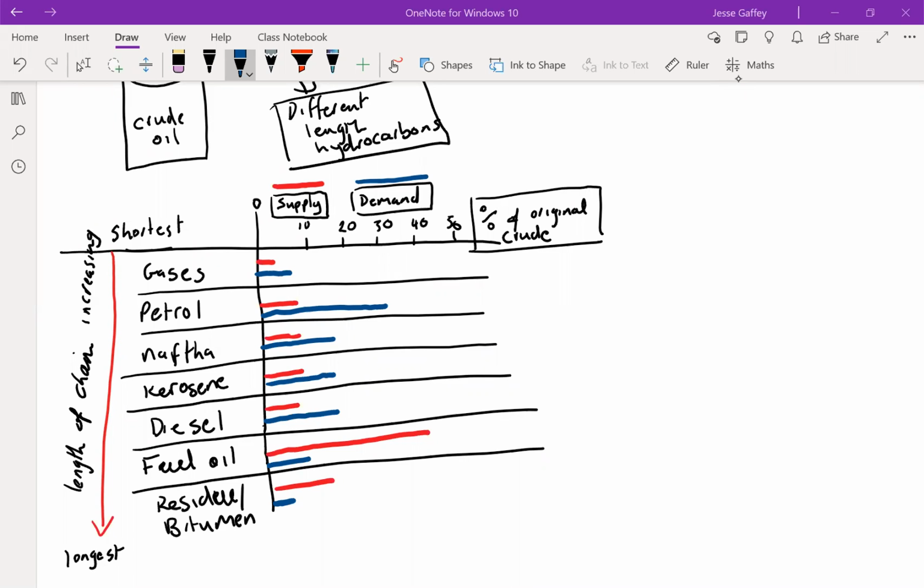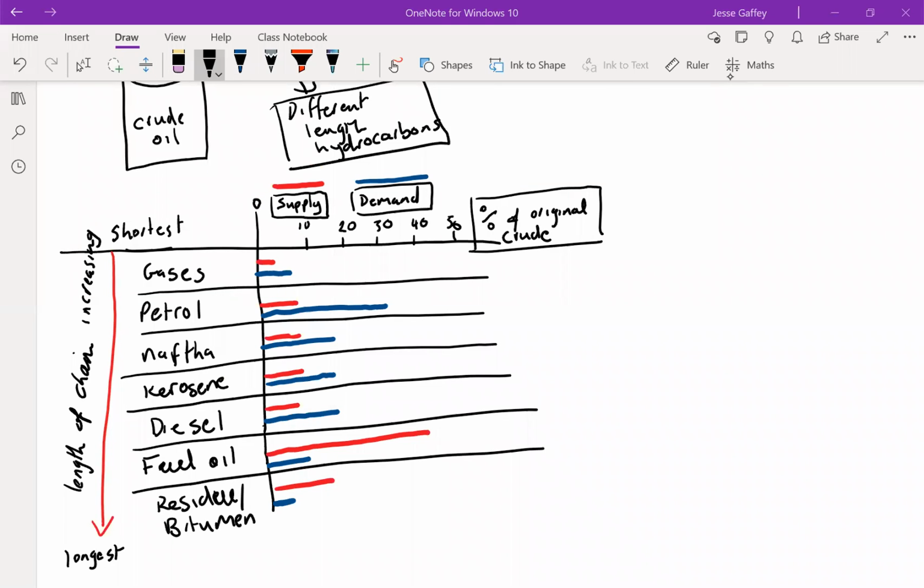So if we don't do something with the leftover fuel oil and the leftover residue, then they will both go to waste. So we need to figure out a way in which we can use the excess fuel oil and the excess residue. And we also need to find a way that we can satisfy the demand, even though it outweighs the supply of the fractions at the top here that are shown on the graph.